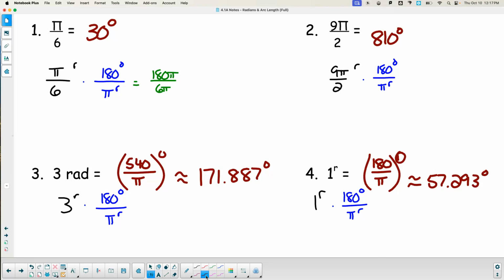I want to say it's 57.293. Come on, memory. Oh, nope, 296. So close. Yes? Huh? Love it.